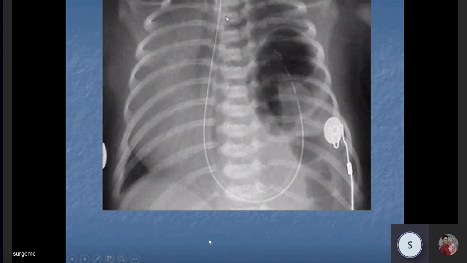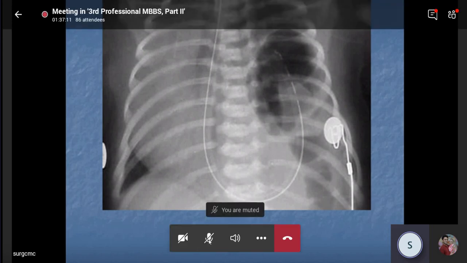You are putting a Ryle's tube over here, a pediatric Ryle's tube, and it is going into the airway from here. So it is probably a TOF, what you are talking about. But here you look at the disposition of the Ryle's tube. It is going down and then again it is going as per the curvature of the stomach. The Ryle's tube is finding its way to the stomach. Okay? Any more questions?